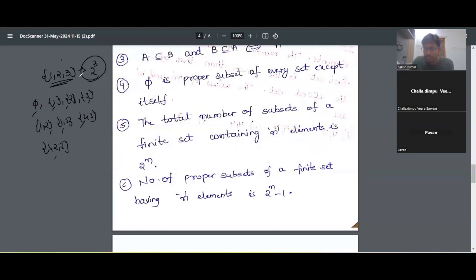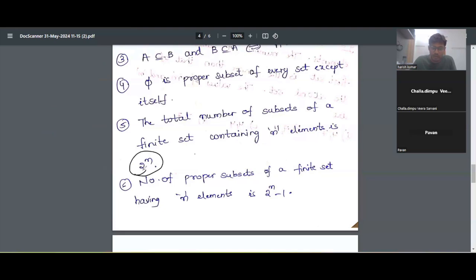Similarly, if a set contains n number of elements, then the number of subsets that can be formed is 2 to the power n. This we will again learn in permutations and combinations. The basic proof is simple, but we'll once again look at it in permutations and combinations.